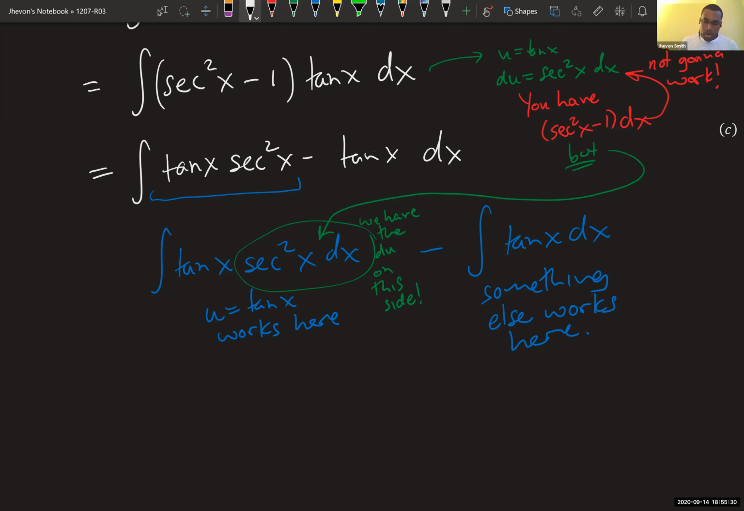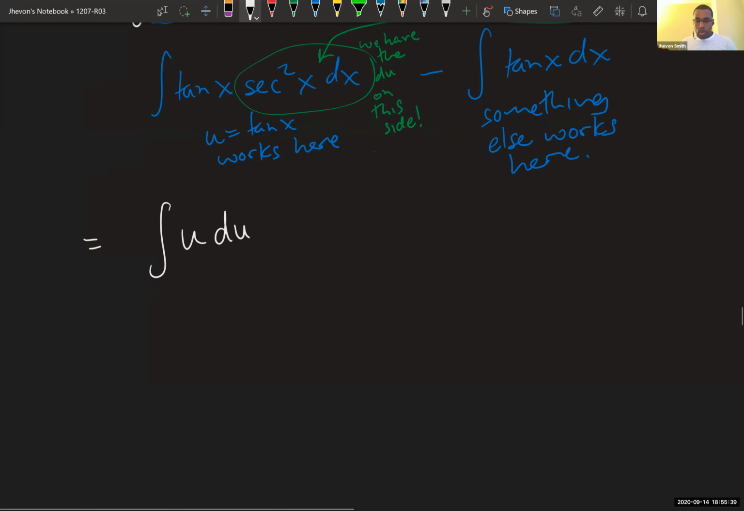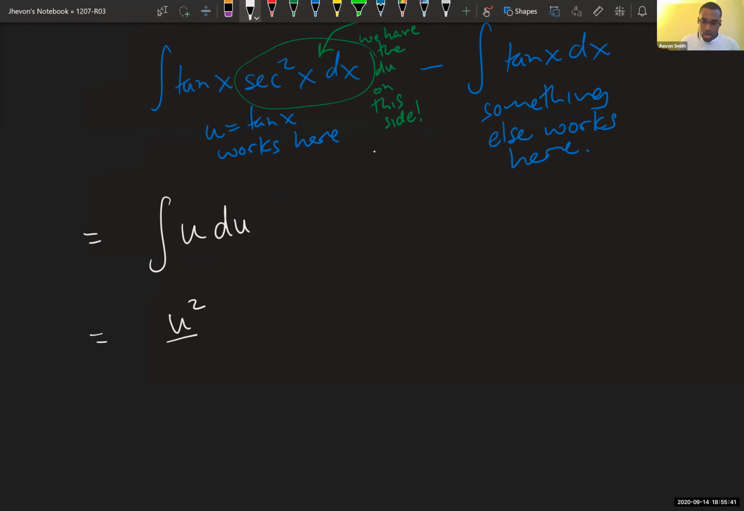So for this part here, I can do u equals tangent, and my du is going to be secant squared. So I'm going to have the integral of u du, which of course is going to give me u squared over 2, which is going to give me tangent squared over 2.